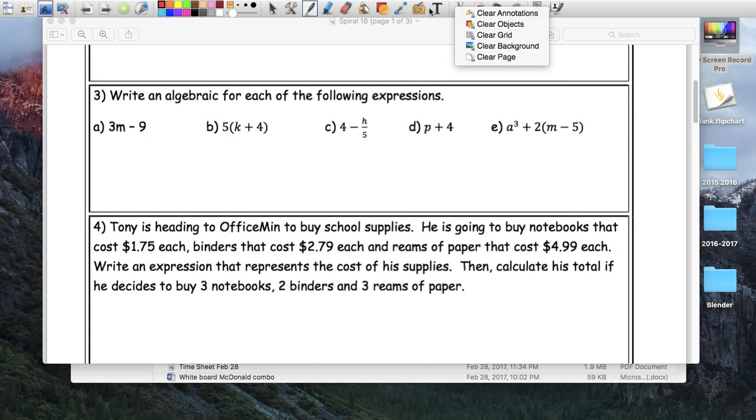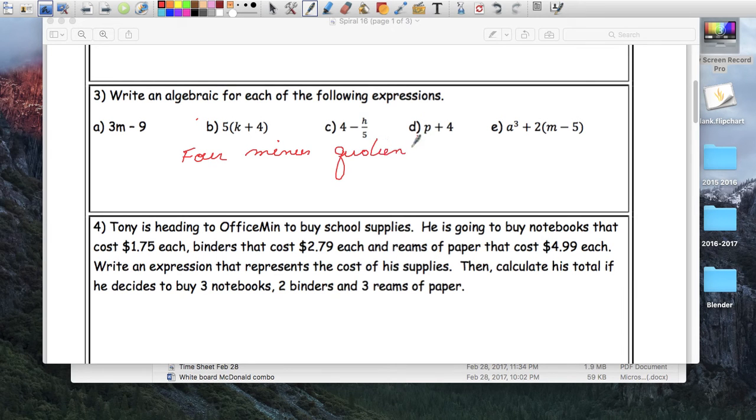C. Again, you can use a turnaround word, or you don't have to. So I'm just going to use it. Let's see. 4 minus what? This is division, so you can write quotient. 4 minus the quotient of h, or a number that we don't know, represented by h. 4 minus the quotient of a number and 5.